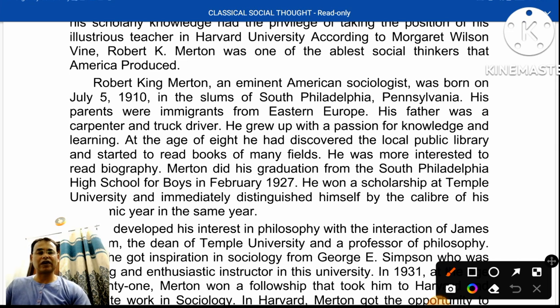He was born on July 5, 1910 in the slum of South Philadelphia. His parents were immigrants from Eastern Europe. His father was a carpenter and truck driver. He grew up with a passion for knowledge and learning. At the age of 8, he discovered the local public library and started to read books of many fields. He was more interested in reading biography.